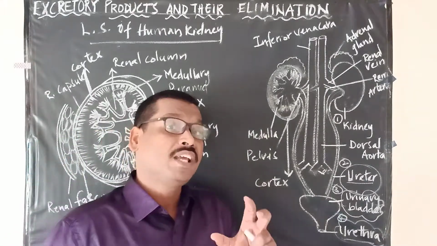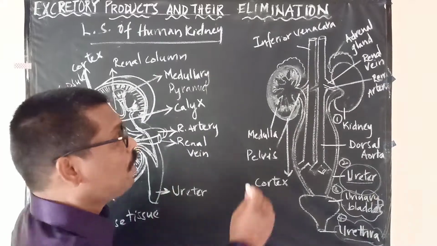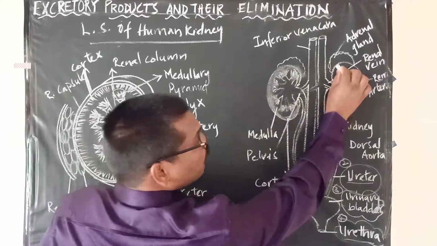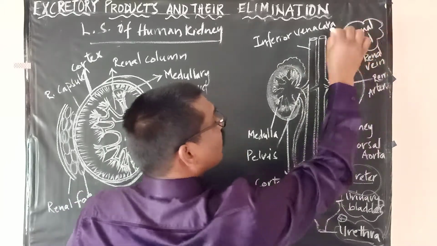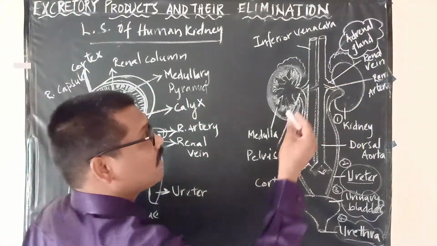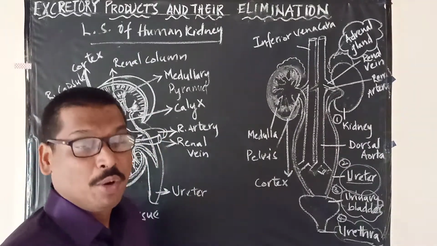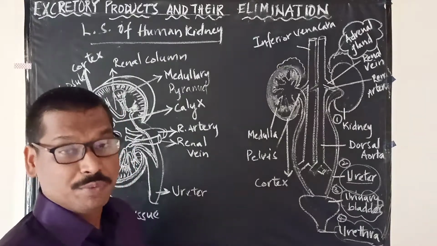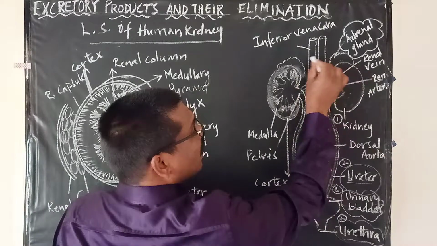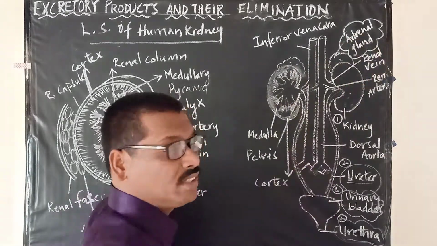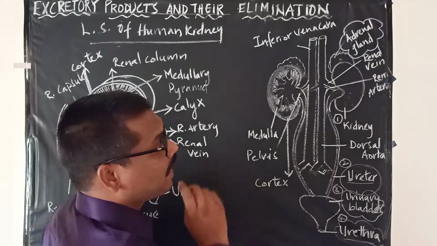But apart from the parts of the excretory system, if we look very clearly at this diagram, on top of each kidney there is a gland which we already studied in the previous chapter, called the adrenal gland. The adrenal gland is an endocrine gland producing different types of hormones. On both kidneys there are cap-like structures called the adrenal glands, one on each kidney.